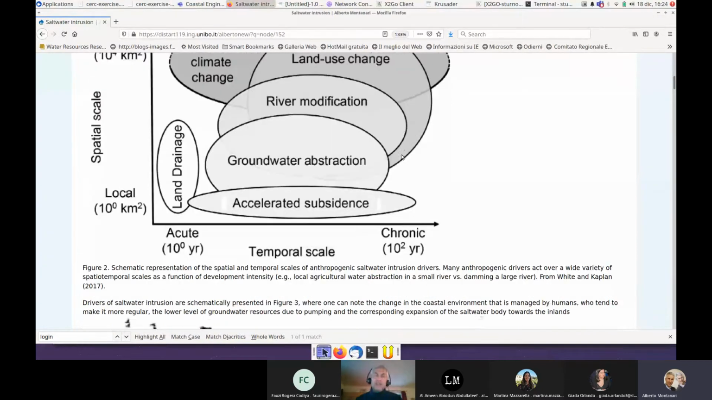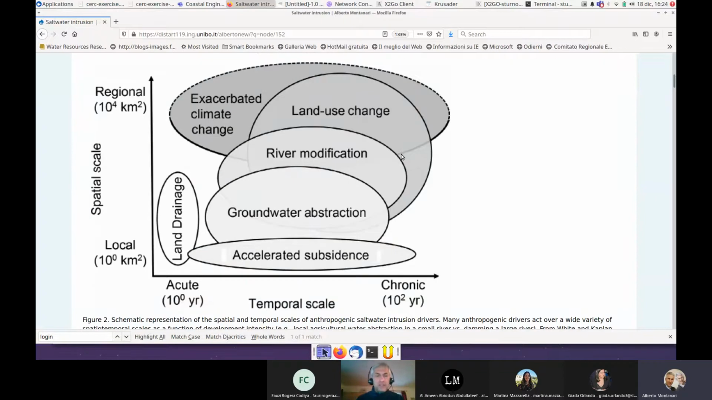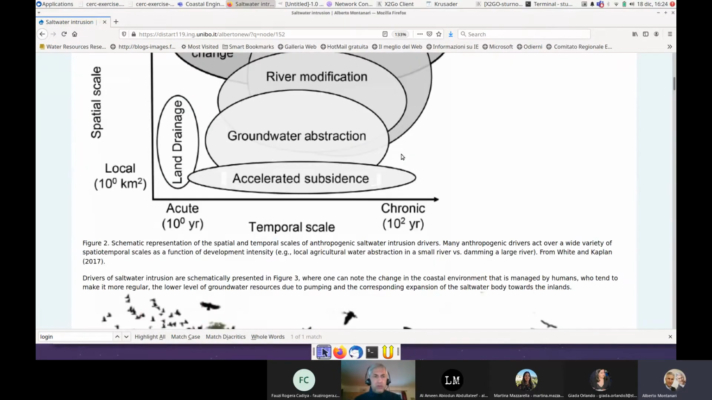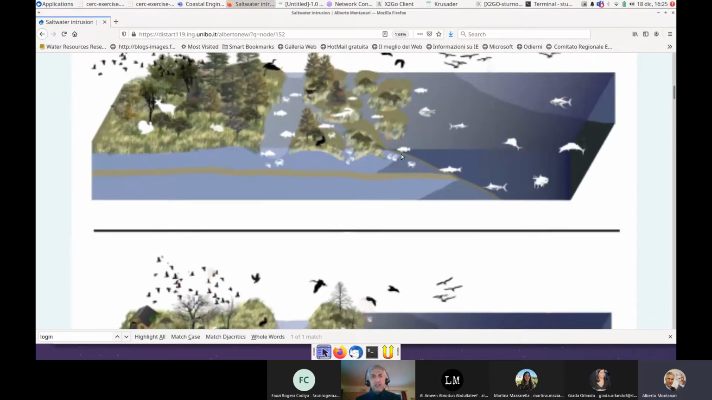These drivers, I think it is important to have the perception. This is something that can be asked at the exam, like what are the drivers of saltwater intrusion? And let's keep in mind the substantial difference between natural drivers and human-induced drivers. Okay, now these drivers are also schematically represented in this figure.